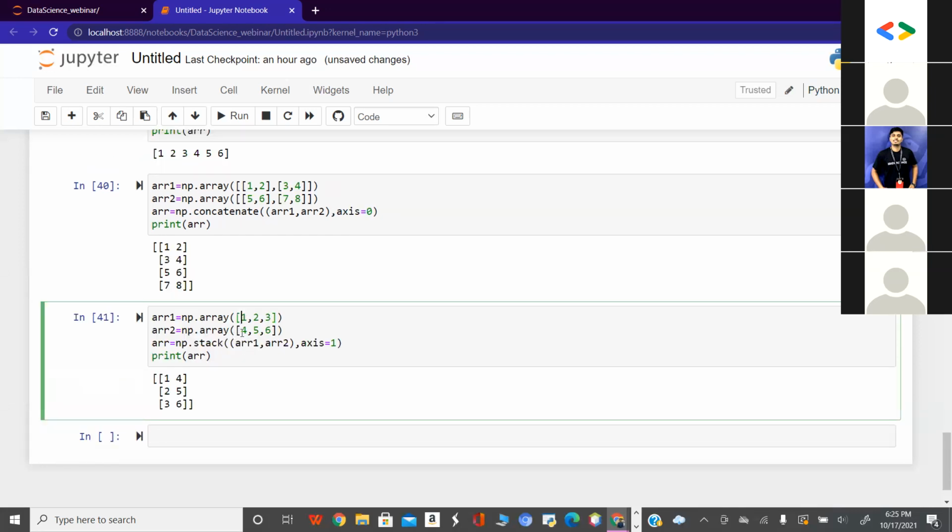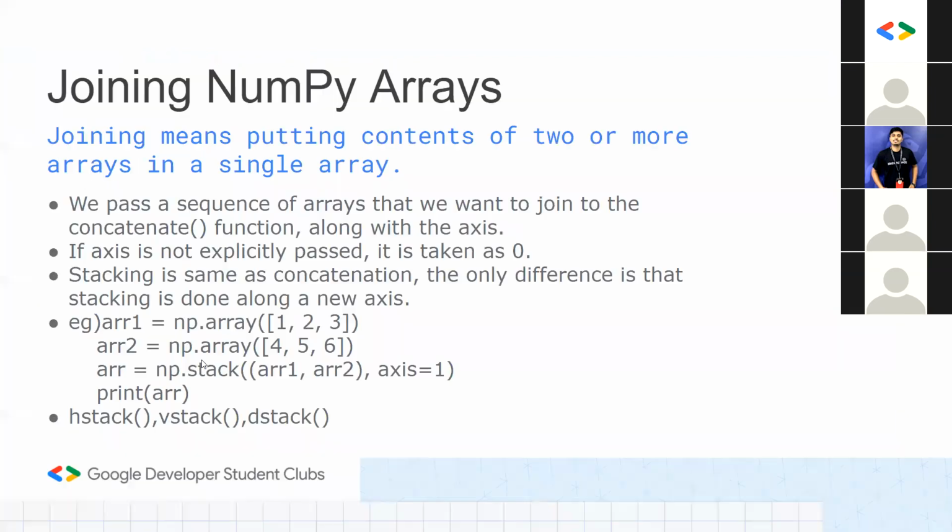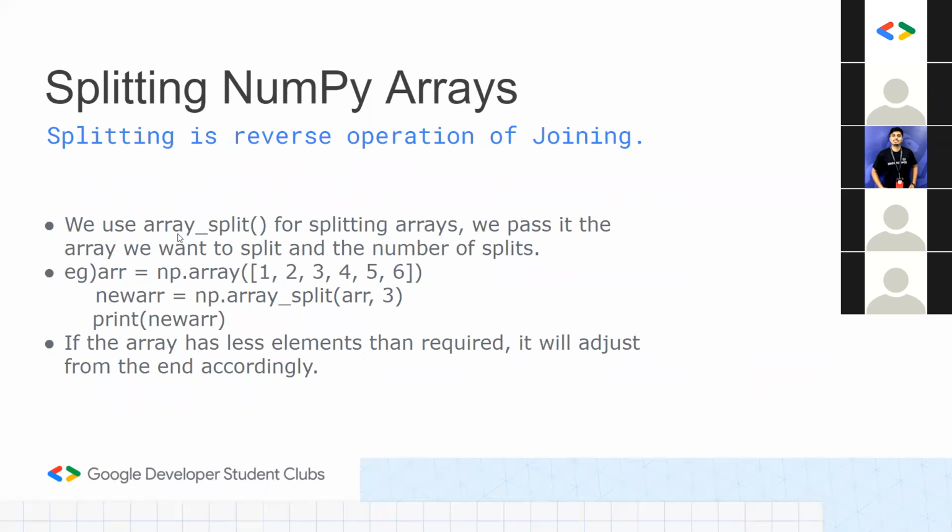Now you see that this is basically stacking one array on top of another. So we get 1 and 4, 2 and 5, 3 and 6. So this is the difference between concatenation and stacking. And we also have certain built-in functions like horizontal stack, vertical stack, and depth stack. And we can also split NumPy arrays, where we have a normal 1D array and we want to split it into three arrays.